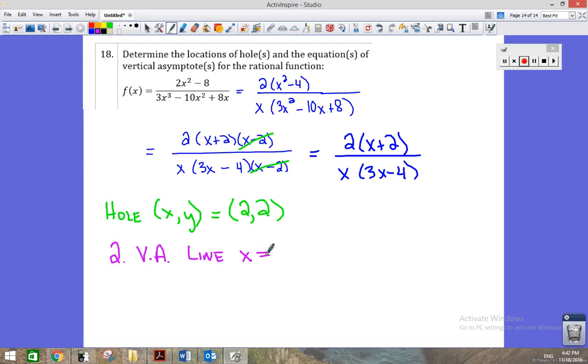I don't care about you writing the word line, but it does have to be an equation. And here, 3x minus 4, we'll add 4 and divide by 3, and it's the vertical asymptote x equals 4/3. So we found the location of the hole, and we found the equations for the vertical asymptotes for this rational function, a ratio of polynomials.